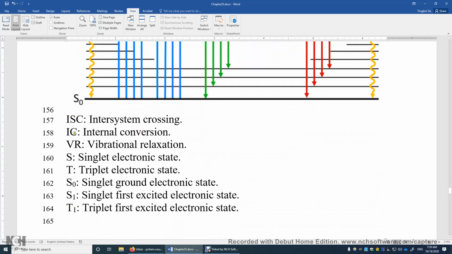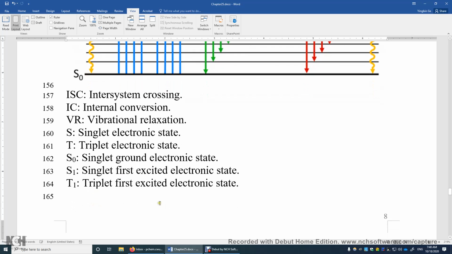Those are just the acronyms. ISC, intersystem crossing, IC, internal conversion, VR, vibrational relaxation, S singlet, T triplet, S0 ground state, S1 first excited state, T1 triplet first excited state.